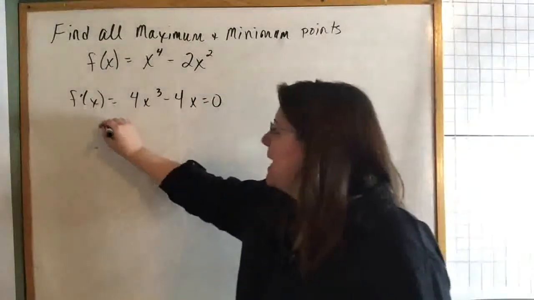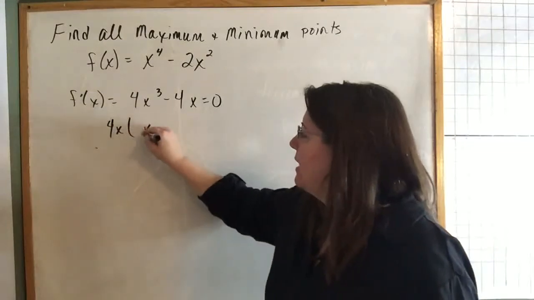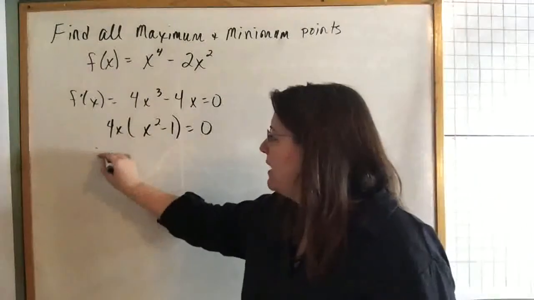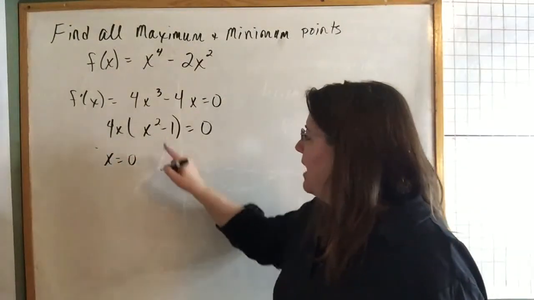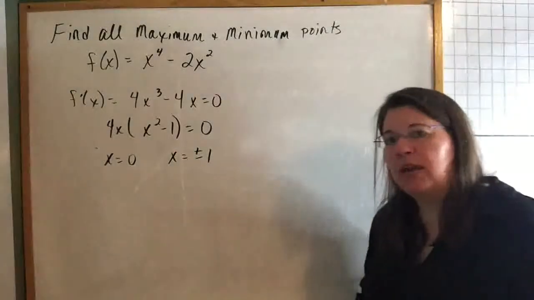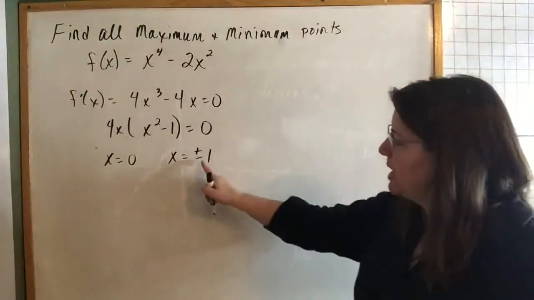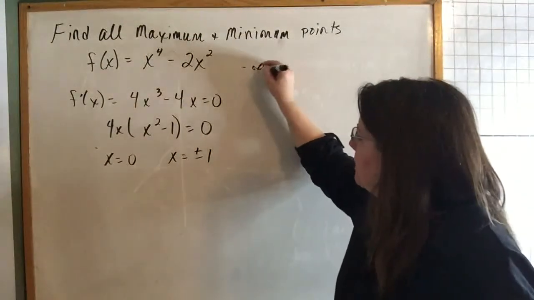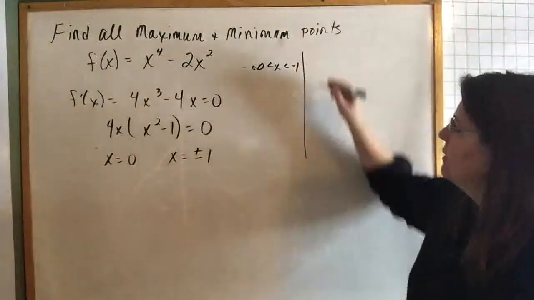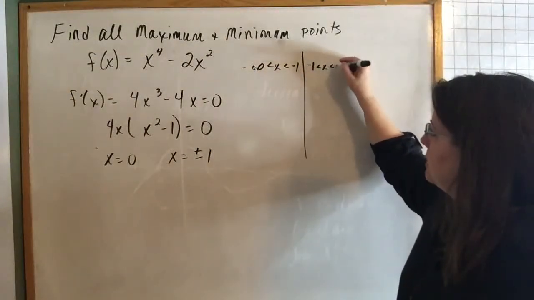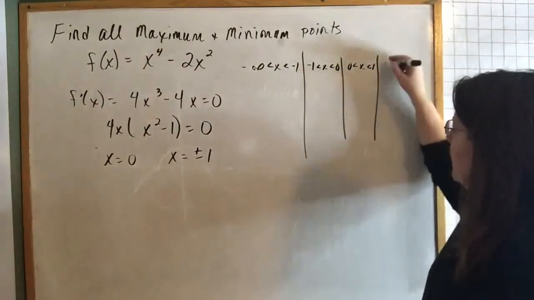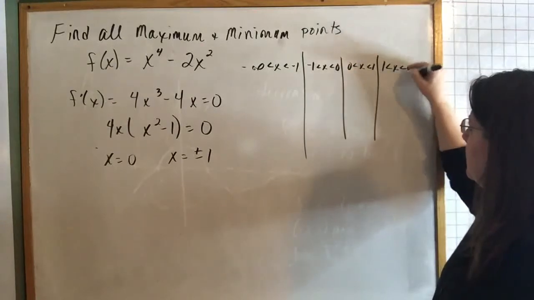When I do that, I can factor out the 4x, so I have x squared minus 1 left. When I set each of those equal to 0, I have x equals 0, and here I would have x squared equals 1, so I know x equals plus and minus 1. To set up my table of values, my lowest x value here is -1, so I'm going to go from negative infinity to -1 for my first interval. The second interval goes from -1 to 0. Third interval from 0 to 1. And the last interval from 1 to infinity.